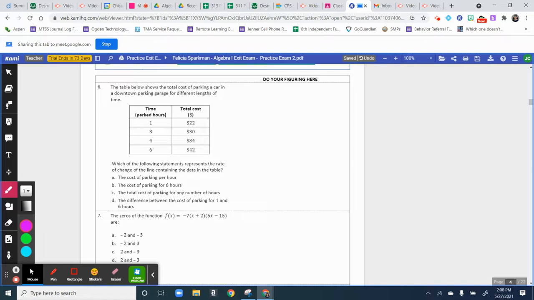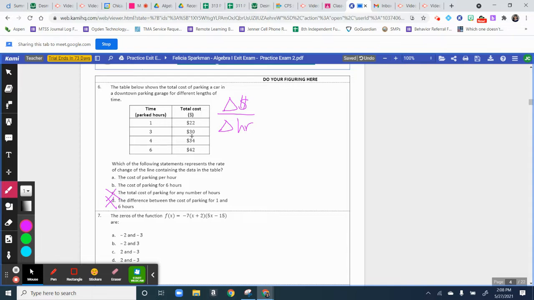All right. The table below shows the total cost of parking a car in a downtown parking garage for different lengths of time. Which of the following statements represents the rate of change of the line containing the data in the table? So rate of change is the same idea as slope. So you're looking at the change in the cost over the change in the hours. So we're not looking at a difference, right? Difference would be subtraction. So that one's out. It's not total cost. That's your total. That's not a rate. So then are we looking at the rate for 1 hour or the cost for 6 hours?